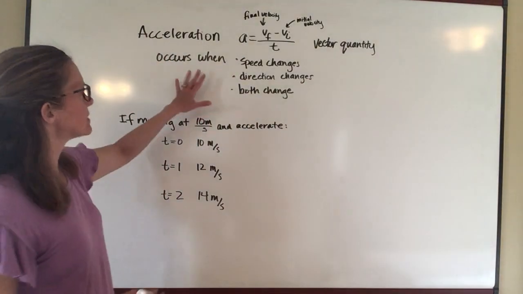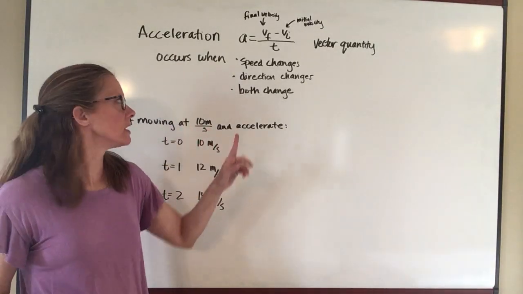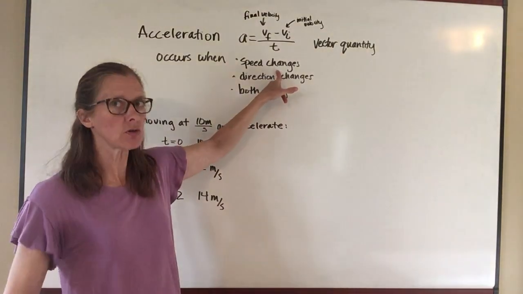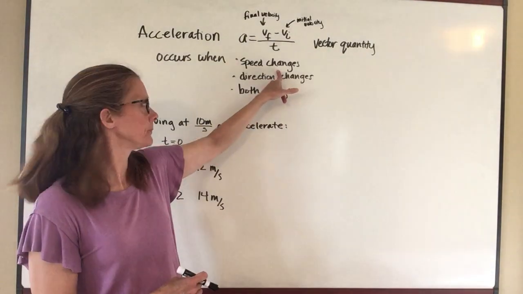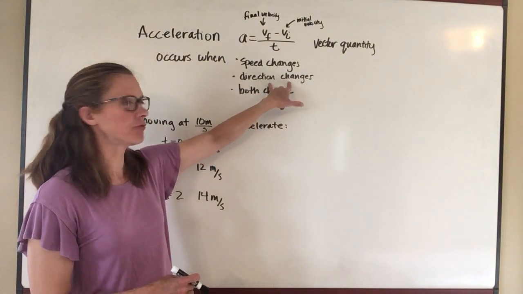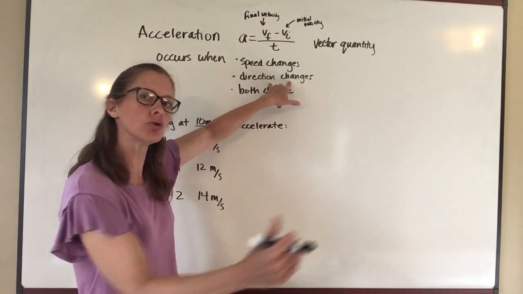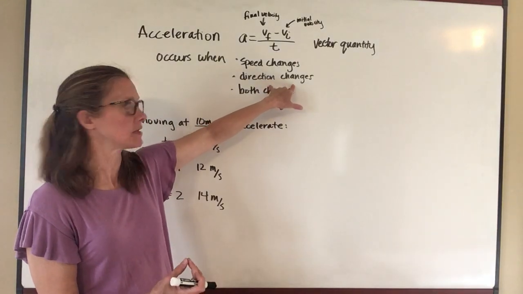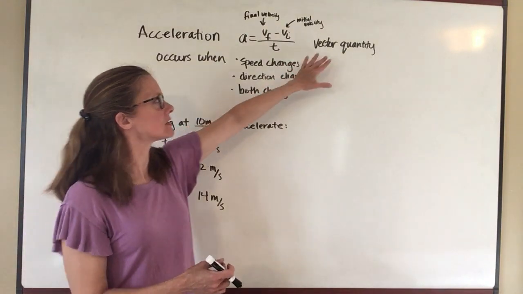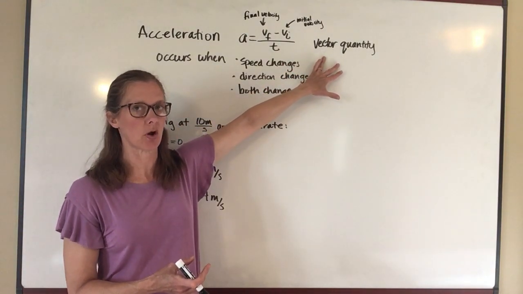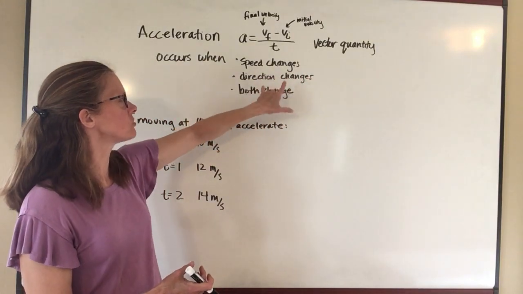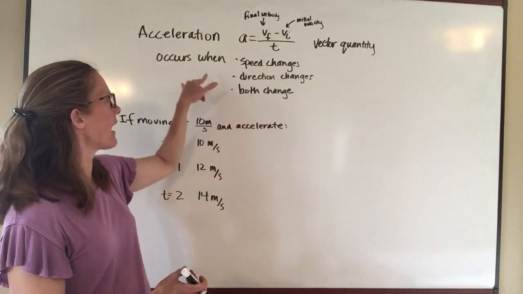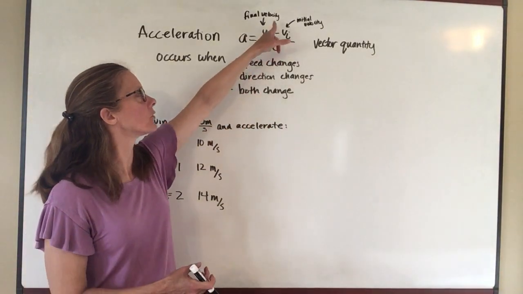And so acceleration is going to occur when either your speed changes, so you could speed up or you could slow down, and that would be acceleration. When your direction changes, if you're going west and suddenly you turn north, then that's also acceleration, because just like velocity, acceleration is a vector quantity and it depends on direction. So speed changes, direction changes, or both of them could change. And all of these would indicate that we have acceleration because our velocity is changing.